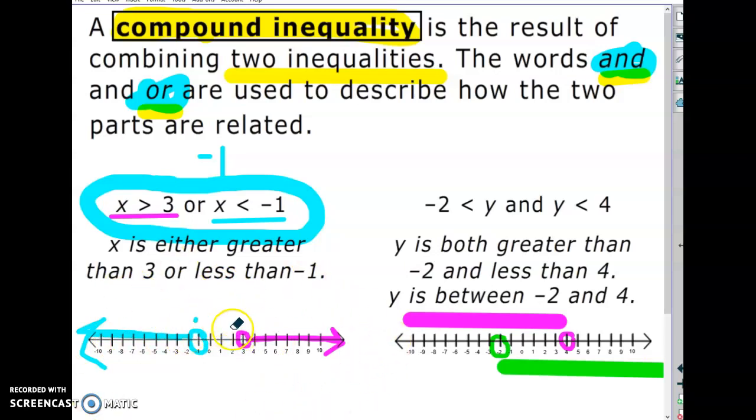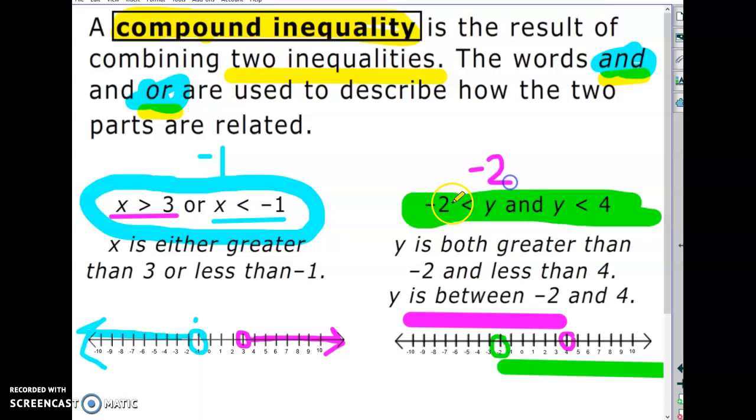It's going to have 2 dots on it. Here's the second one. It says now -2 is less than a number and the number is less than 4. So if I did the first part, -2 is less than a number. If I plugged in -2 for that, -2 is less than -2. It is not, so I have an open dot right here.